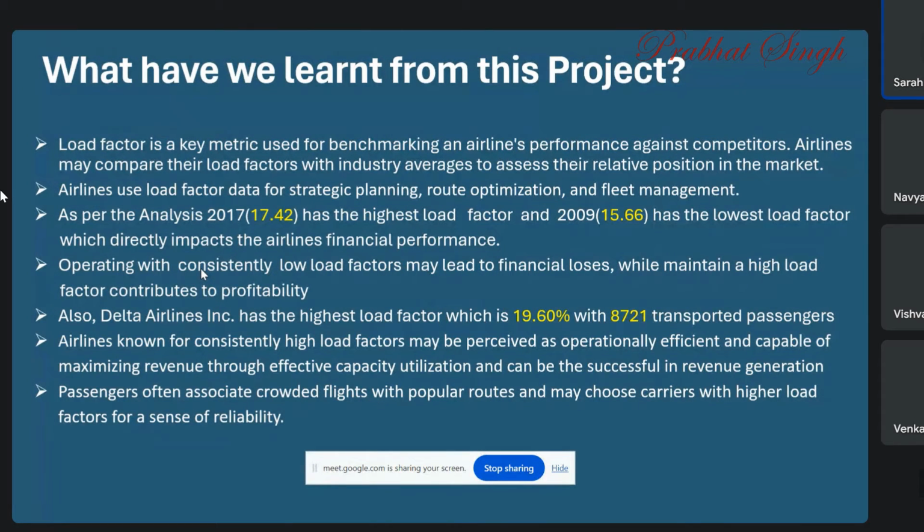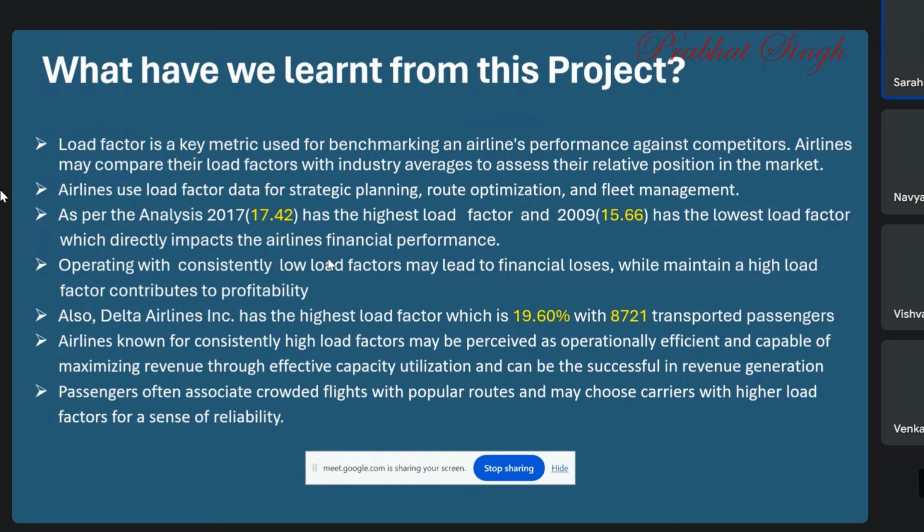As per the analysis of data, 2017 has the highest load factor and 2009 has the lowest load factor, which directly impacts airline financial performance. Operating with consistently low load factors may lead to financial losses, while maintaining a high load factor contributes to profitability.